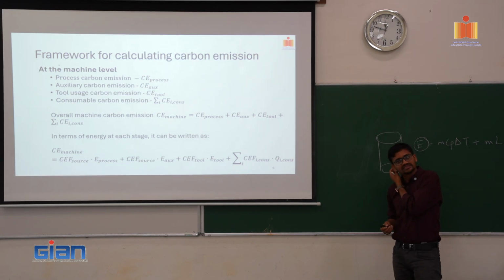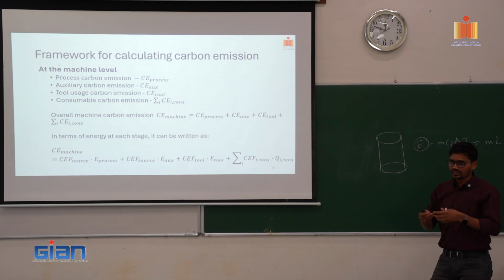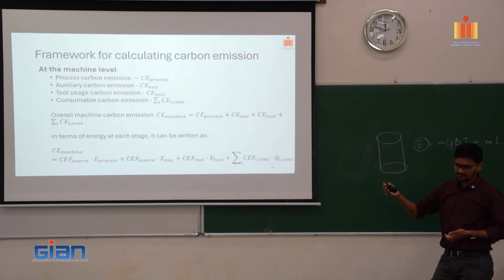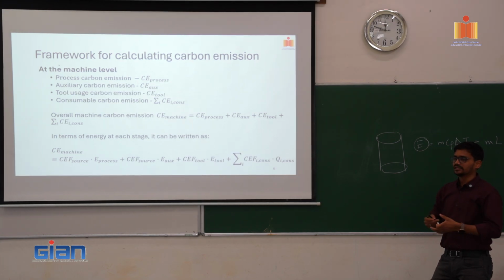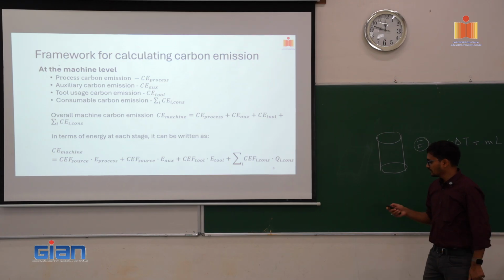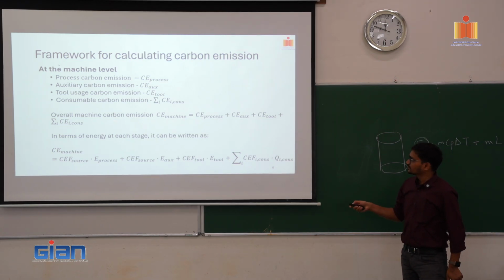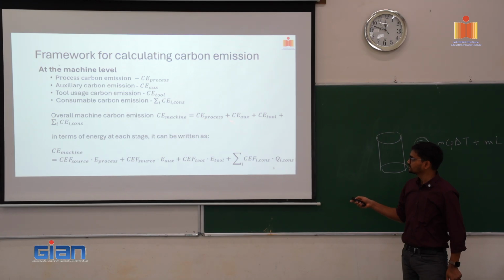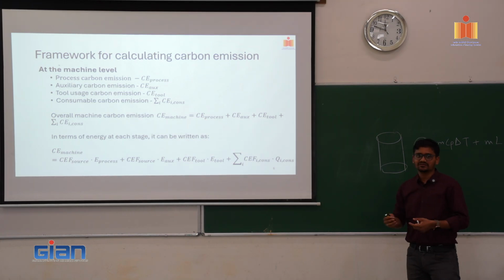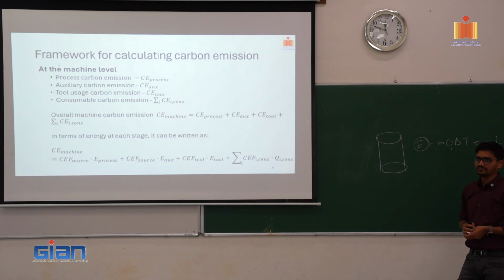Okay, or if you are doing, let's say, laser welding, in addition to the workpiece, you might need to have some shielding gas. So that will be the consumable in this case. So now you can calculate the overall machine carbon emission, and you can sum the components for each of the parts, and you can have an estimate of the overall machine carbon emission.